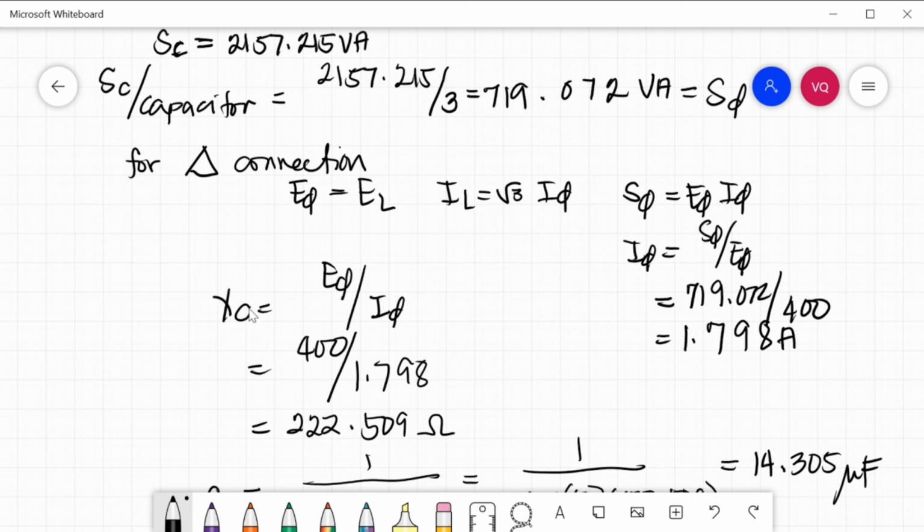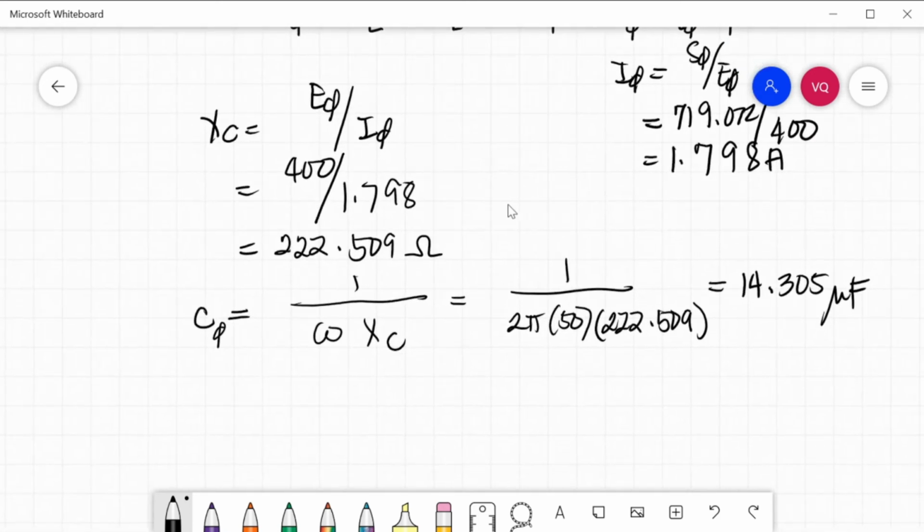The value now of our capacitive reactance XC is equal to E phase divided by I phase, equal to 400 divided by 1.798, and that is 222.509 ohms. Getting now the value of the capacitance per phase of the delta connection, that is equal to 1 over omega XC, equal to 1 over 2 pi times the frequency, 50, times the XC, 222.509.